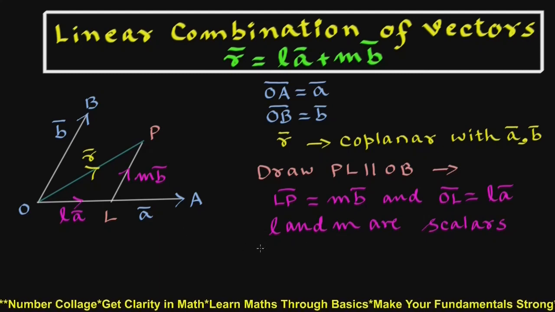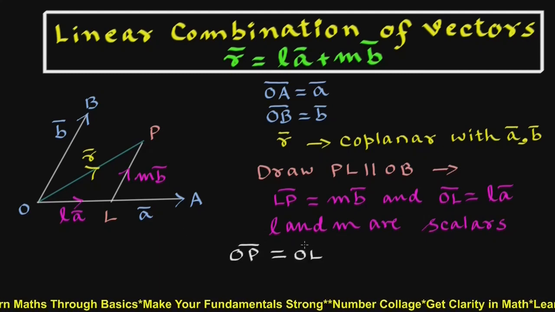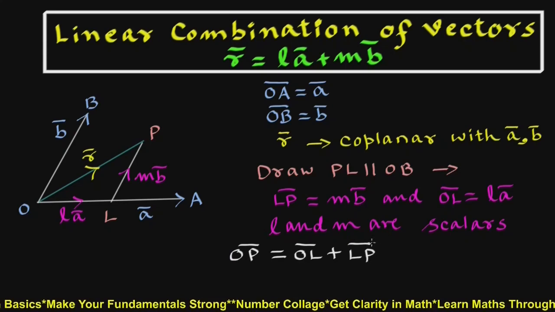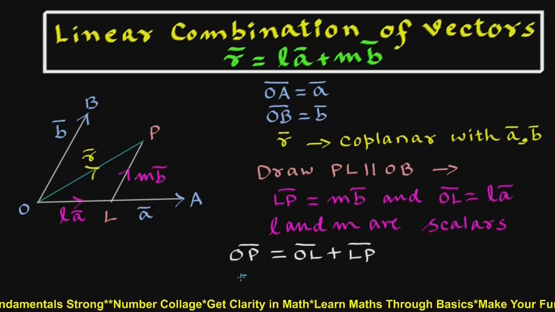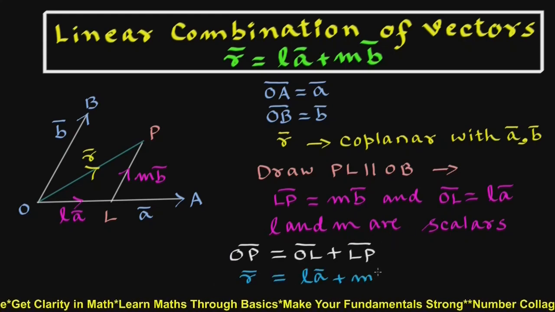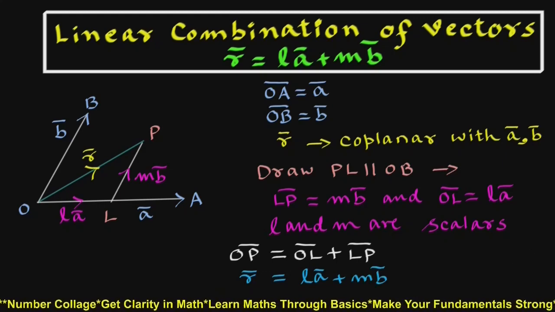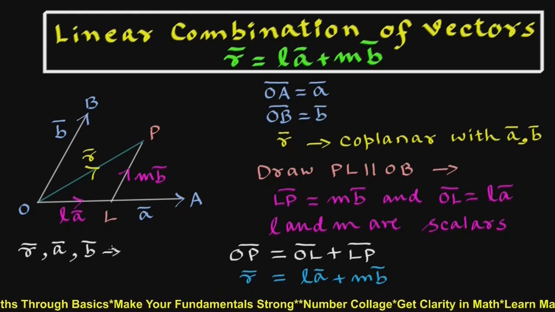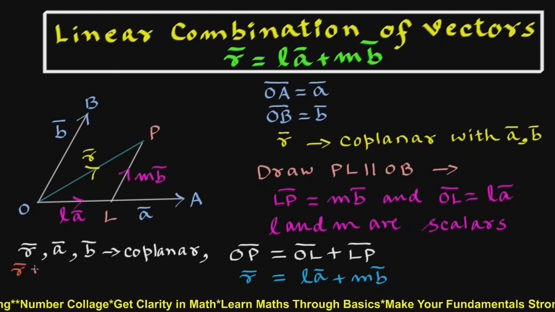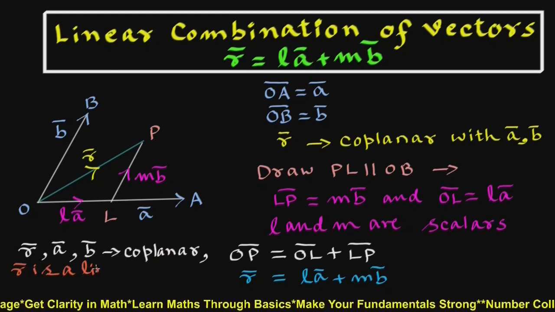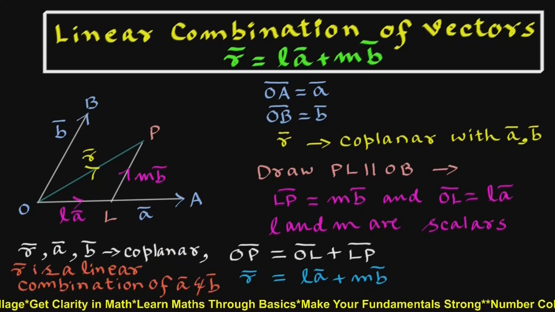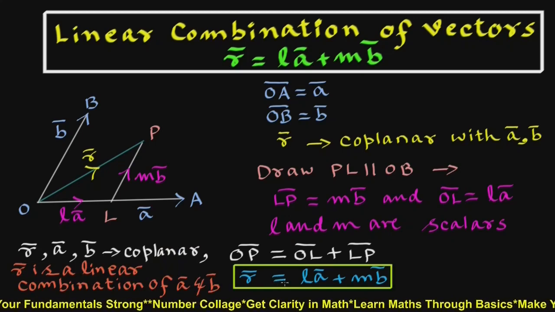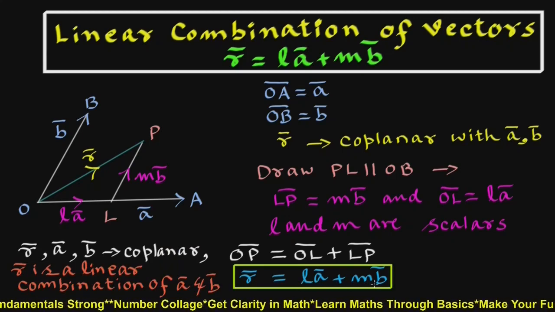Now by triangle law, OP bar equals OL bar plus LP bar, that is R bar equals LA bar plus MB bar. This means if R bar, A bar and B bar are coplanar, then R bar is a linear combination of A bar and B bar, and it is written as R bar equals LA bar plus MB bar.